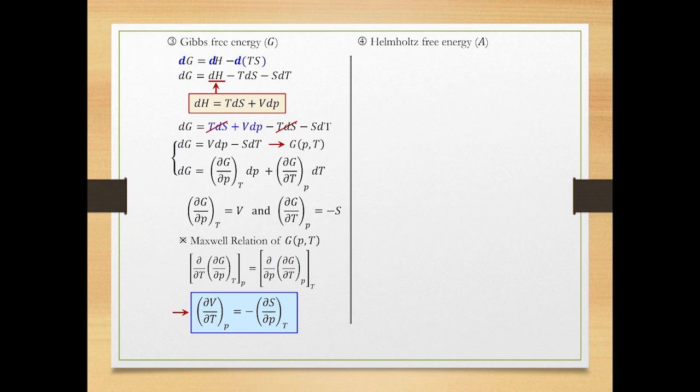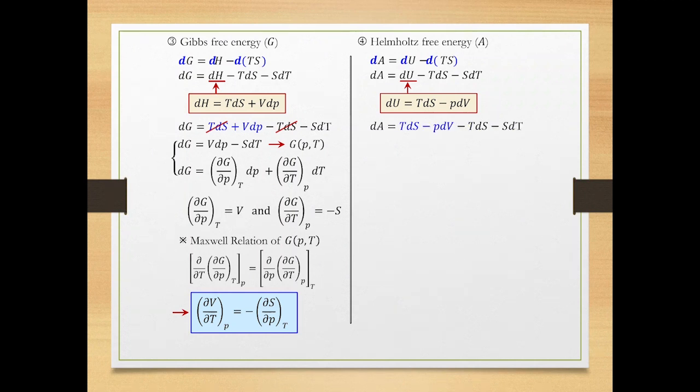Let's try Helmholtz free energy. Helmholtz free energy is defined as U minus TS. Differentiate both sides of the equation. Use the product rule for d(TS), which is TdS plus SdT. Replace dU with TdS minus PdV, which was derived previously. It makes dA equals TdS minus PdV minus TdS minus SdT.